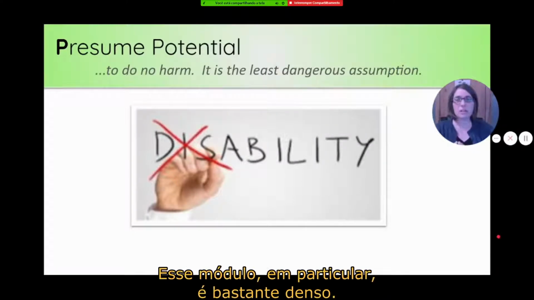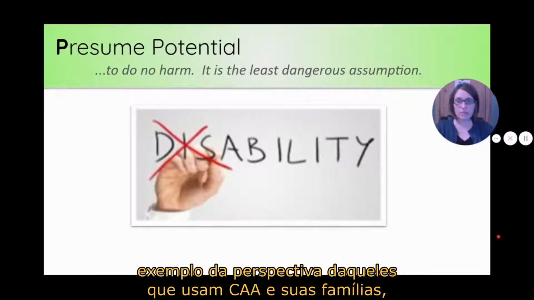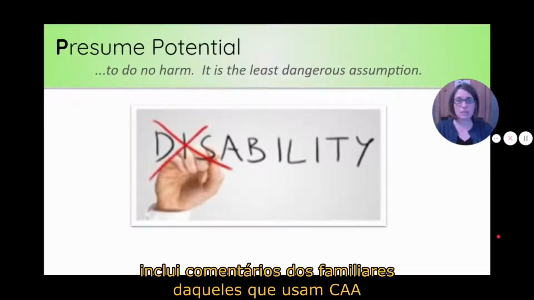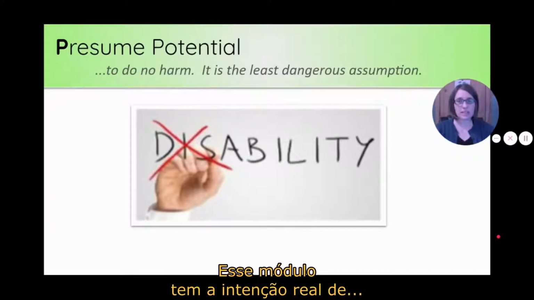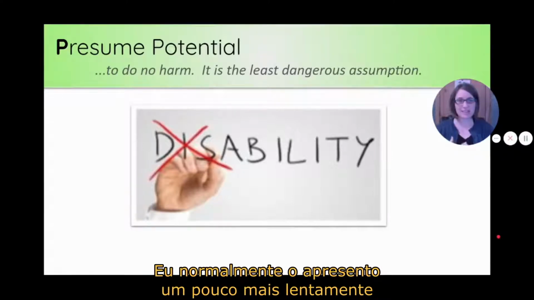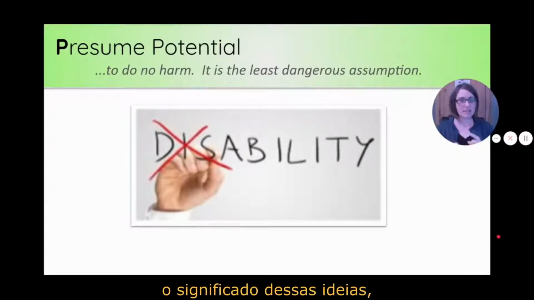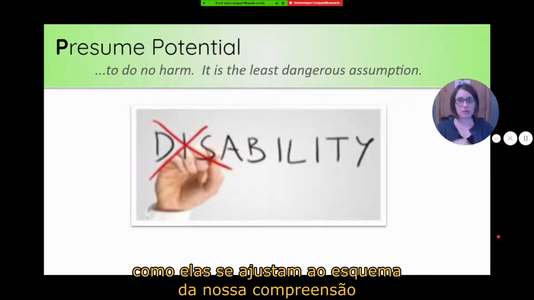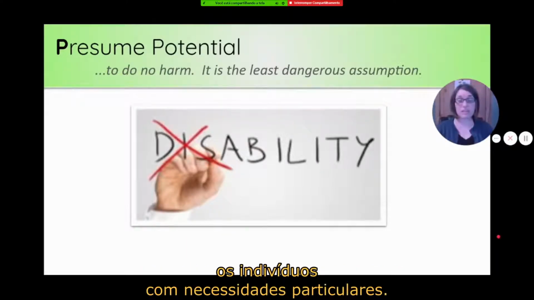So this particular module is quite dense. It includes a number of video examples from the perspective of those who use AAC and their families. It includes statements from family members of those who use AAC and what presumed potential means to them. I usually take this one at a slightly slower pace so that we really have the opportunity to consider what these ideas mean and how they fit into our framework of understanding of how to best support individuals with unique needs.